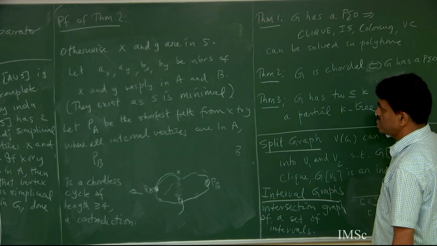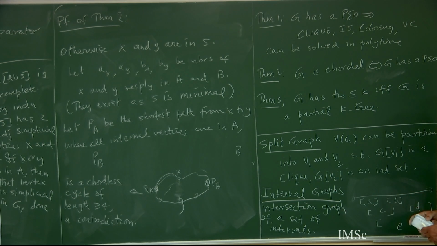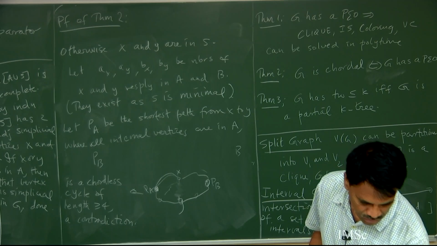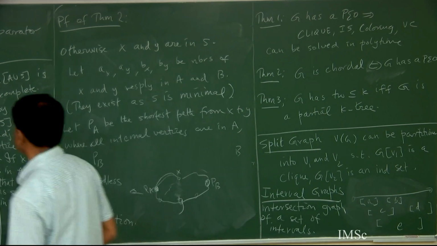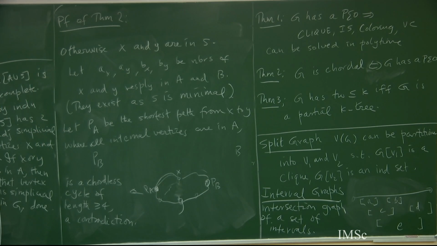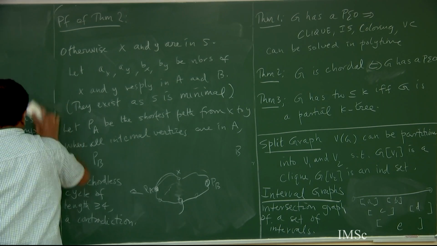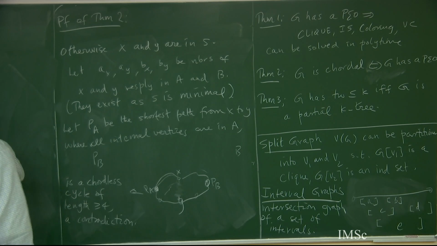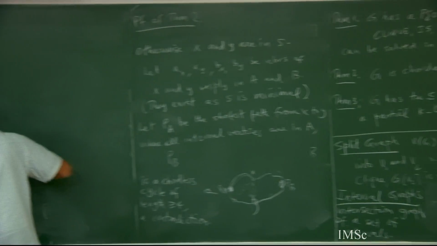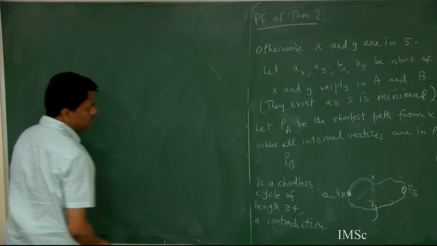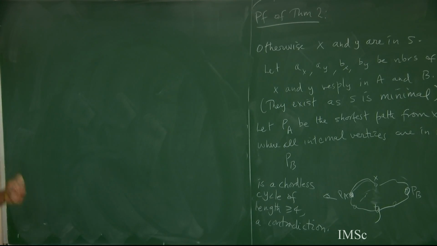Okay, finally, I want to show that G has treewidth at most k if and only if G is a partial k-tree. So, you know what a partial k-tree is, you know what a graph having treewidth at most k is, and we want to connect both of them. So, which direction is easy?